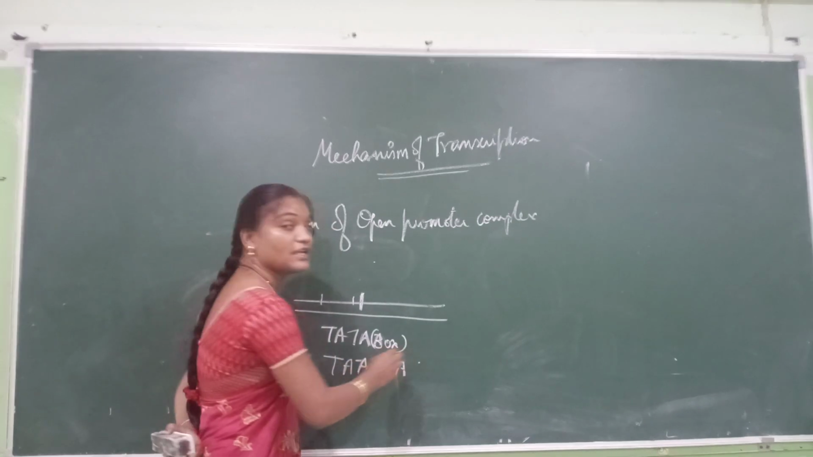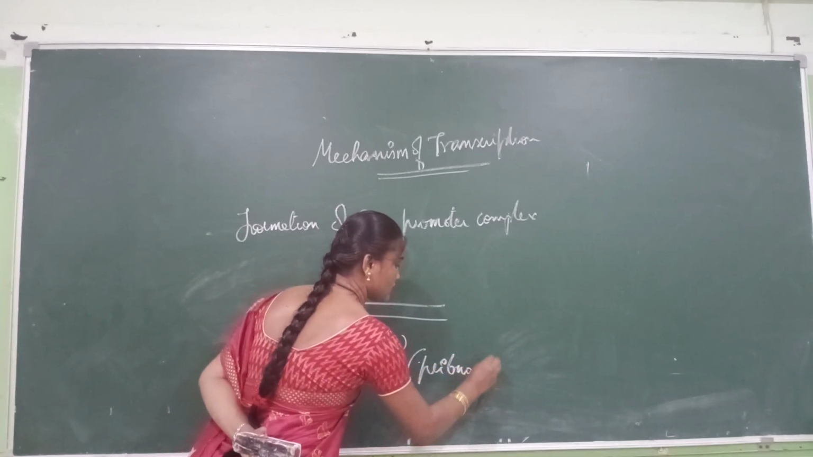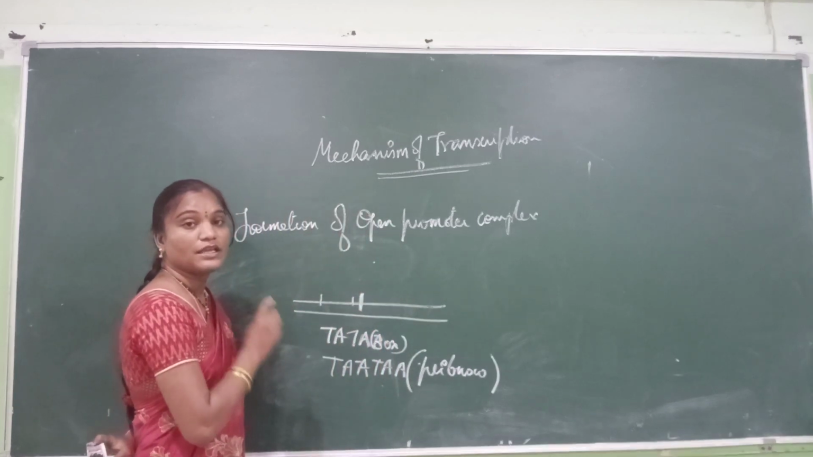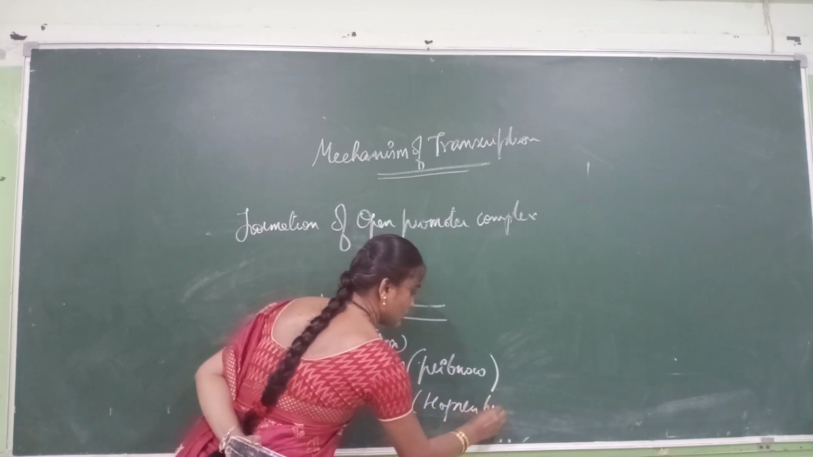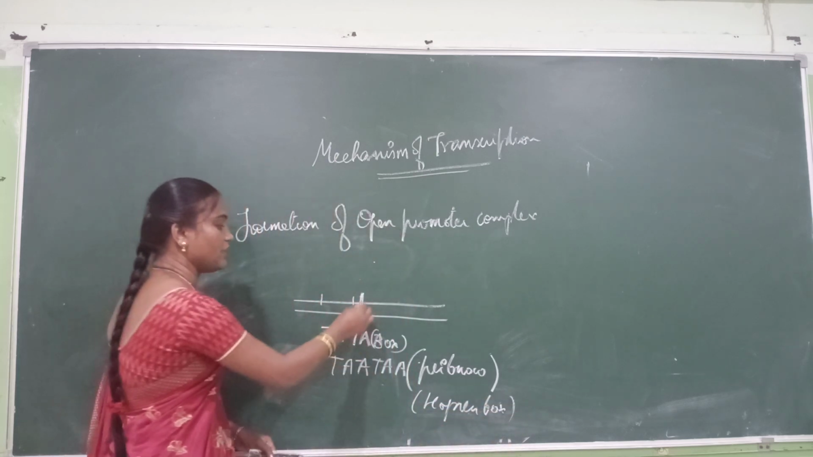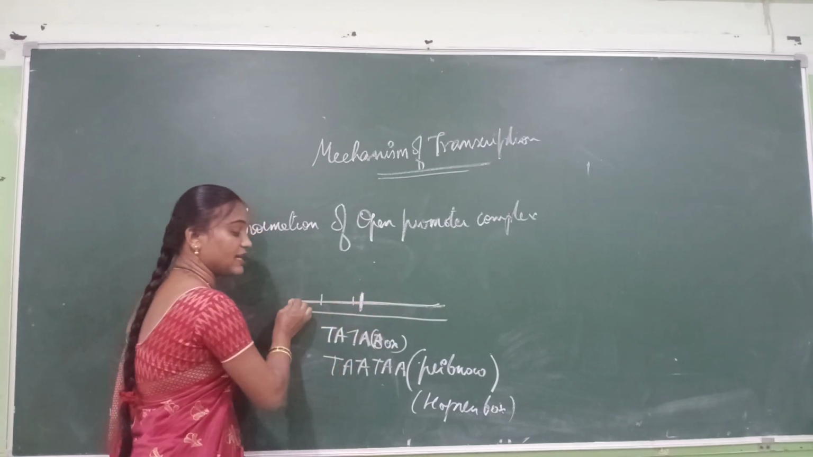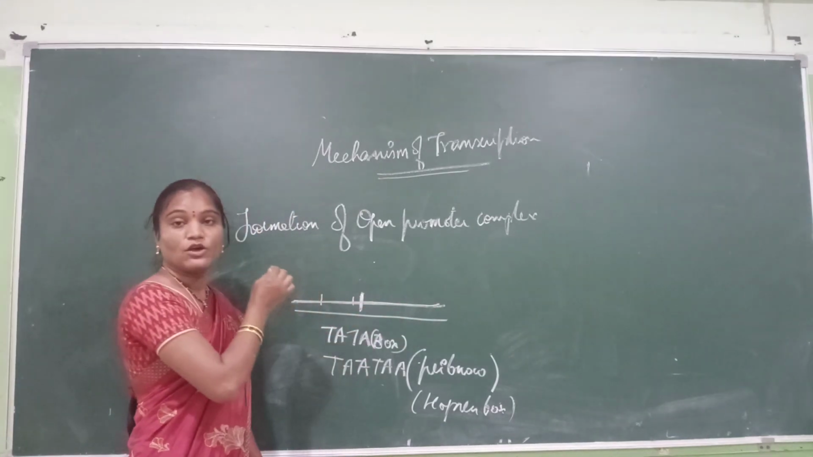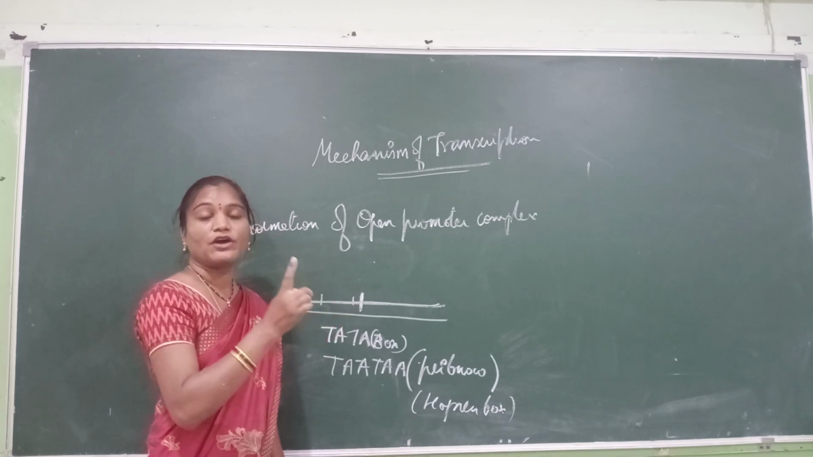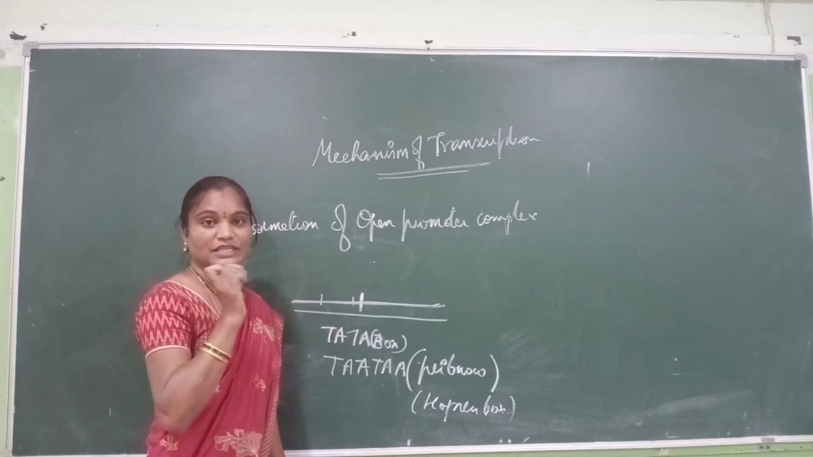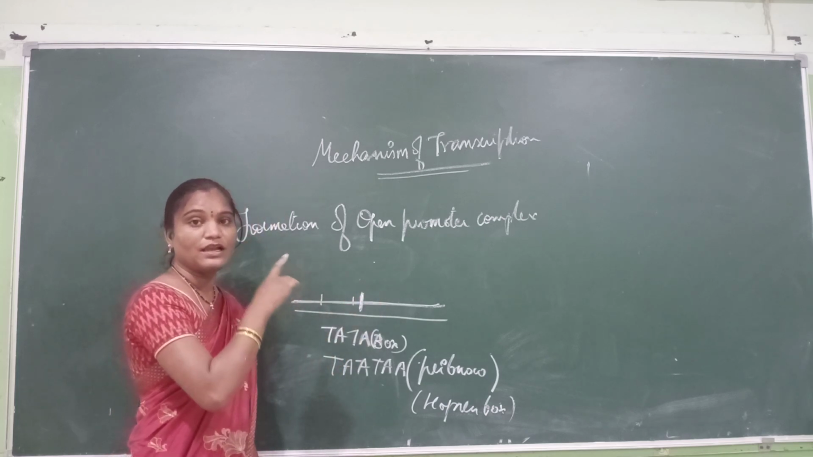This TATA box in prokaryotes is termed the Pribnow box, and in eukaryotes it is termed the Hogness box. So here, this is your initiation point, this is your sense strand, and on this sense strand coding regions are present. Hence on the coding region only, your RNA synthesis will take place. So this is your initiation point where your RNA will get synthesized.